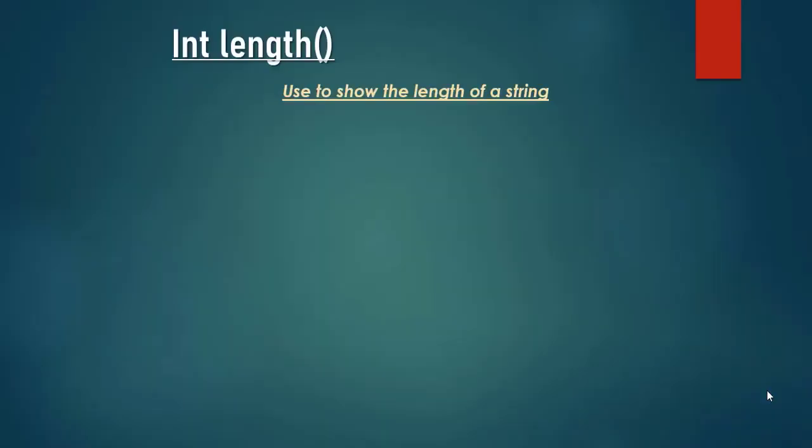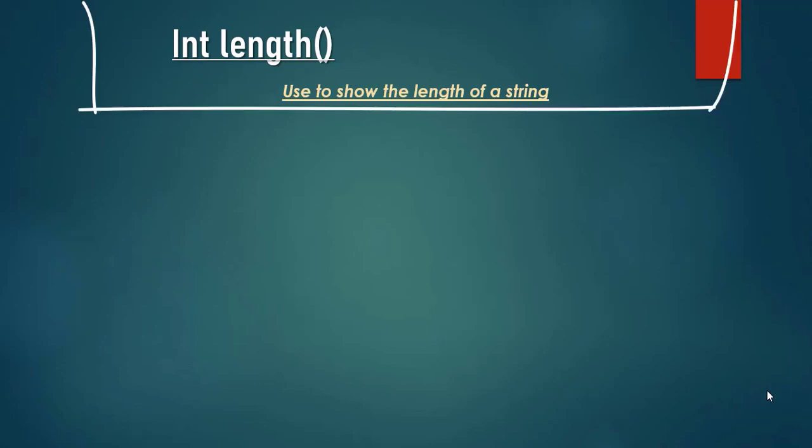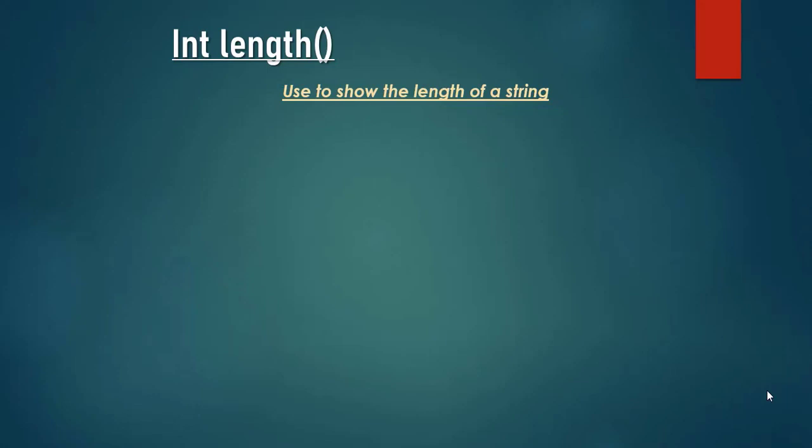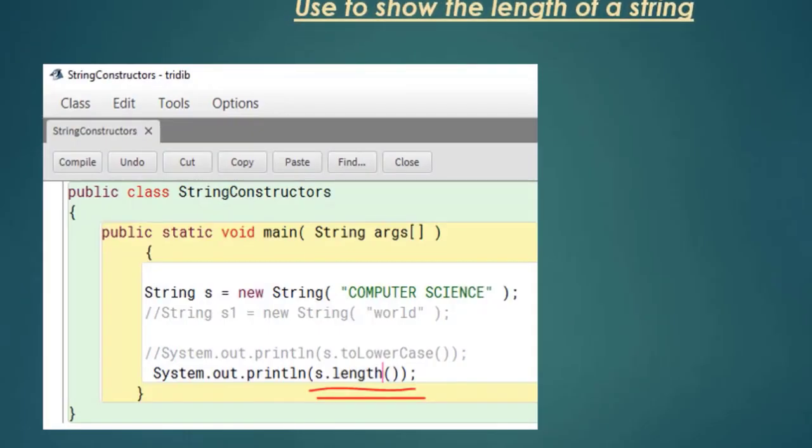The first function that we are going to discuss is the length function. The length function is used to return the length of a string. And please keep in mind, this length function always returns the value as an integer. Now I am showing you with the help of this code how it works.